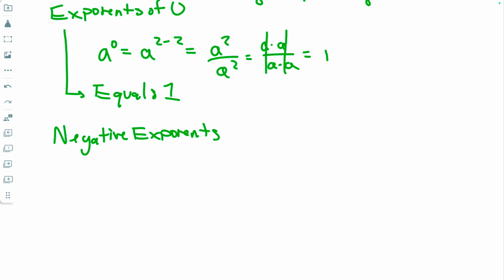With negative exponents, we will never want negative exponents in our answers. If we think about the expression b to the 3rd over b to the 5th, if we expanded this, it'd be b times b times b over b times b times b times b times b. Okay?